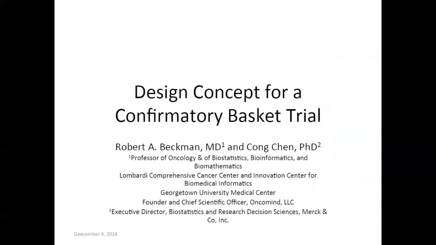Today, I'm delighted to have Dr. Robert Beckman join us here at Cytel in Cambridge, Massachusetts, to share his thoughts on basket trials. Our goal is to help you better understand the methodological issues as well as potential implementation challenges, particularly in the confirmatory setting.